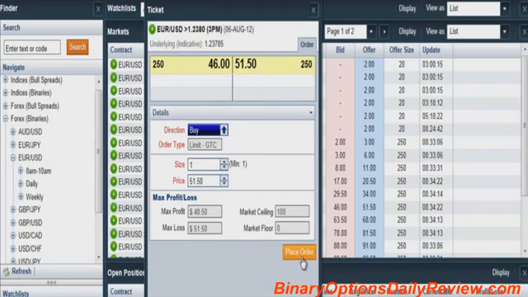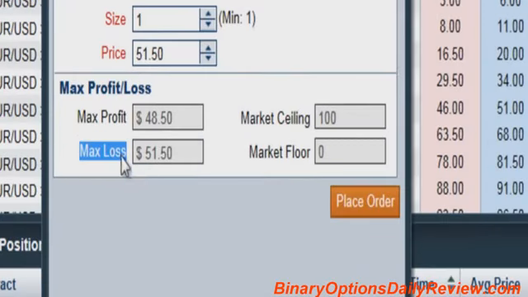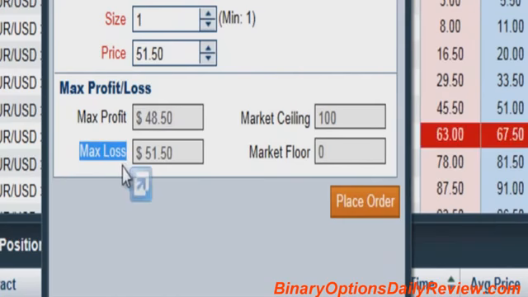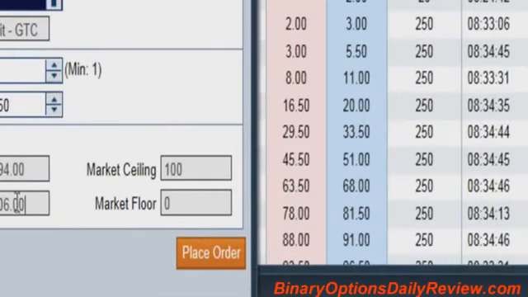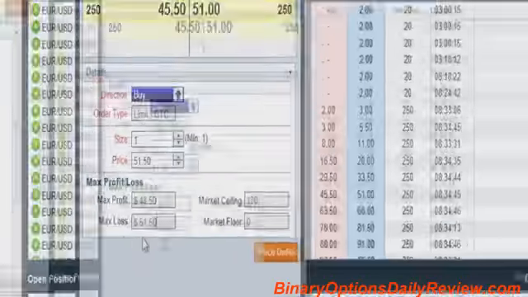So you just hit place order and you would own the trade, but it'll say here the maximum profit that you could make in this case is $48.50, and the maximum loss is $51.50. So this maximum loss is what you really want to look at as far as how much they're going to take out of your account. So if I had 4 contracts, it's going to say $206. If I had one contract, it's down to $51.50.